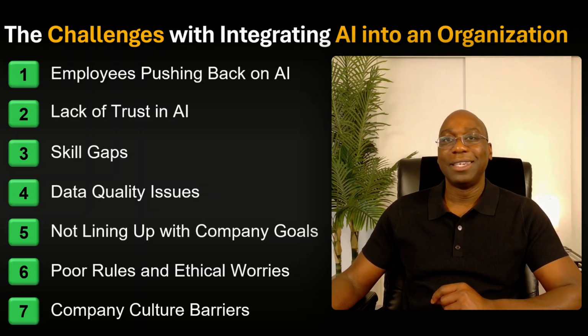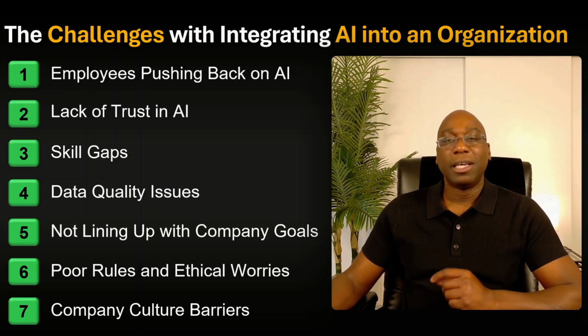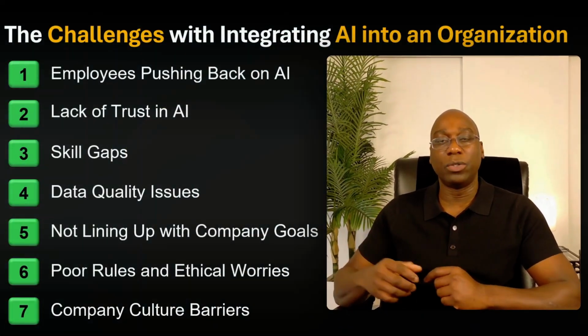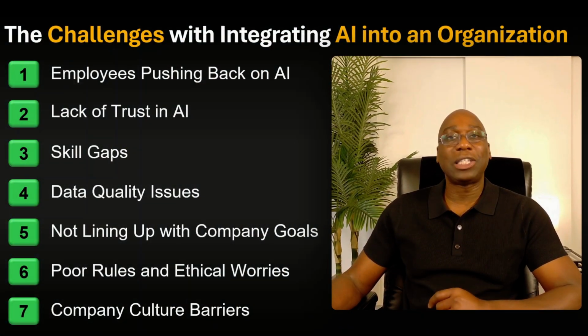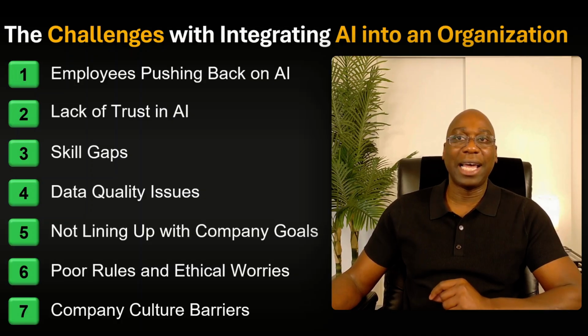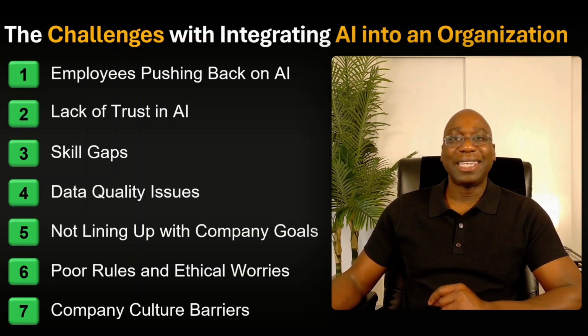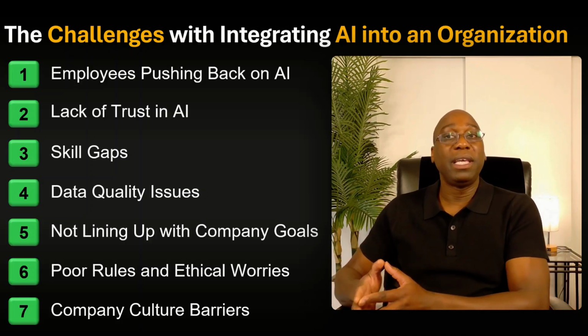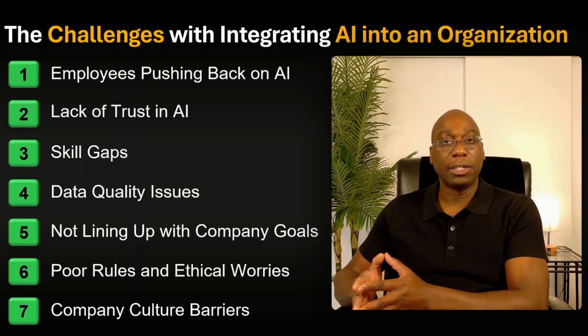Another issue is company cultural barriers. If your company's culture resists change, if they are not open to new ideas, or if you have departments that don't talk to each other, aka a siloed situation, it can really slow down AI innovation and integration. And with situations like this, an extensive level of AI change management will be needed to gain adoption.